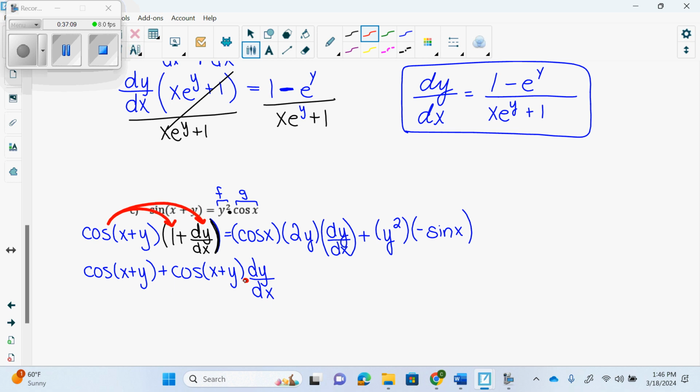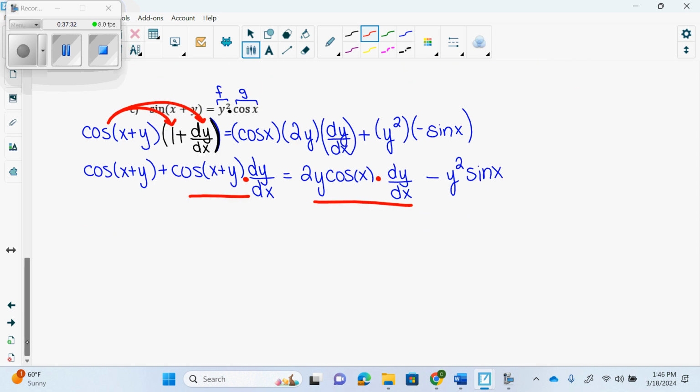And then now we have 2y cos x times dy dx. And then it's minus y squared sine x. Now everything with a dy dx, which is this term and this term, needs to come to one side, and then the other two terms without dy dx need to go to the other.